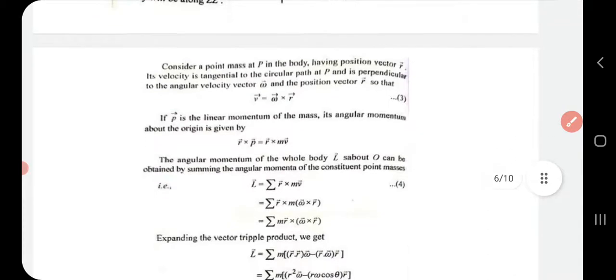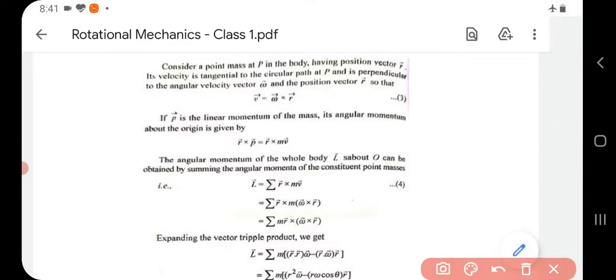Now let P be the linear momentum of the point mass. Then angular momentum will be R cross P. R cross P is the expression for angular momentum. So if P is the linear momentum of the point mass, then angular momentum will be R cross P. That is again equal to R cross mv. Why? Because P is momentum, and momentum is nothing but mass into velocity. Okay. That is the angular momentum of the point mass.